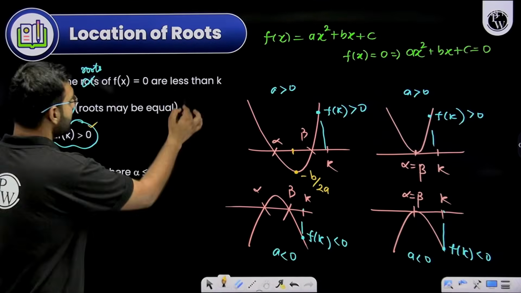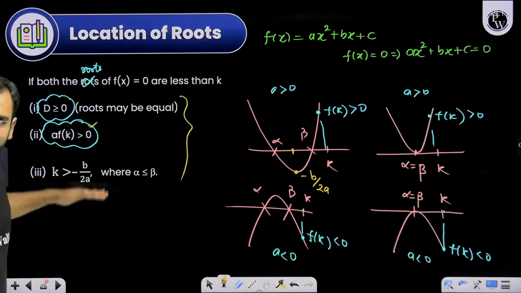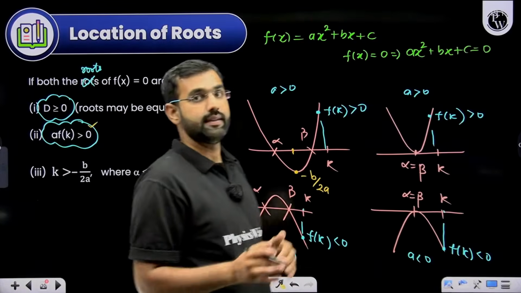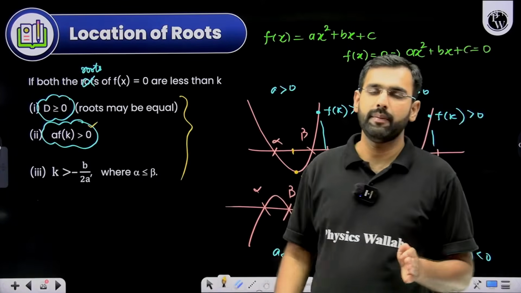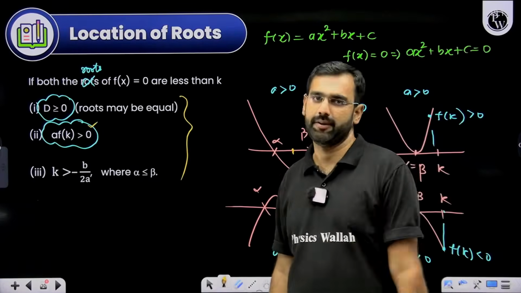So if these 3 conditions are fulfilled, and if I take their intersection, I'll be ensuring that k is a number which is greater than alpha and beta, or both of the roots are less than k.